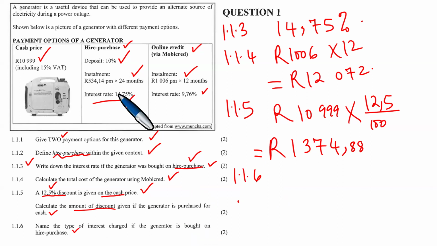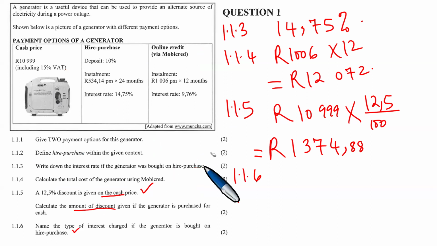The type is hire purchase interest. What do you call this interest here? Because on hire purchase, the interest is 14.75%. You agree? So what do you call it?